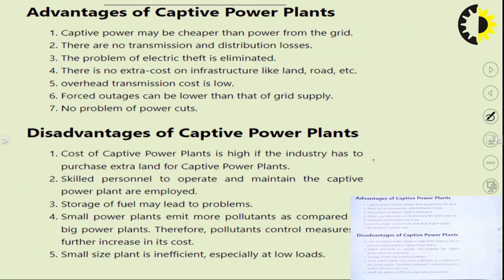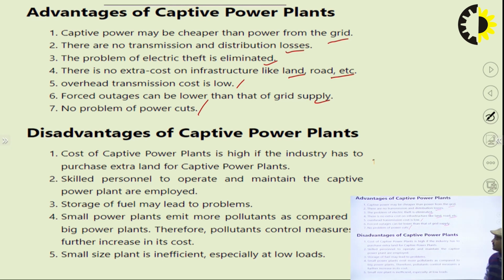So let us see the advantages and disadvantages of the captive power plant. A captive power plant may be cheaper than power from the grid. There are no transmission and distribution losses. Power theft is eliminated. There is no extra cost on infrastructure like land and roads. Overhead transmission cost is low. Forced outage can be lower than that of a grid supply. No problem of power cuts.